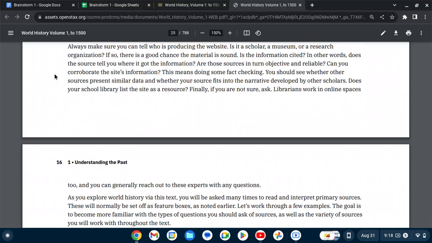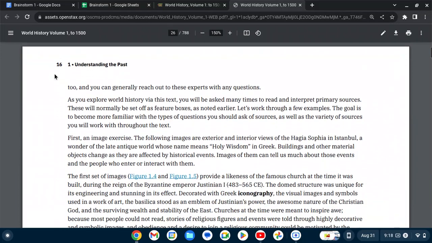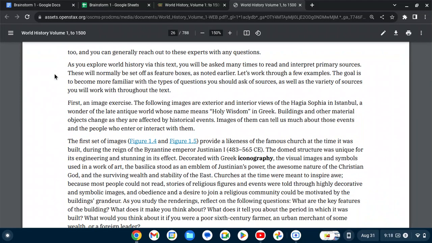You should see whether other sources present similar data and whether your source fits into the narrative developed by other scholars. Does your school library list the site as a resource? Finally, if you are not sure, ask. Librarians work in online spaces too, and you can generally reach out to those experts with any questions.